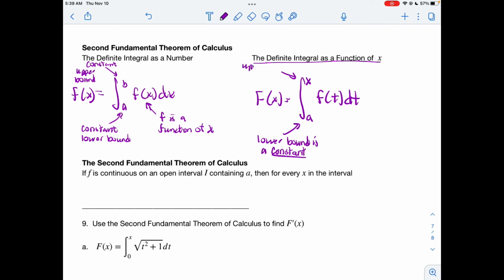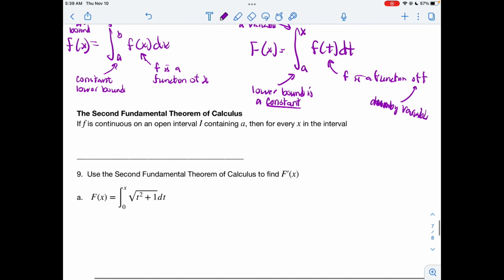And the upper bound must be a variable, and it must be a singular variable. x, y, z. Cannot be x squared. Cannot be 3 times x. It has to just be a variable. And then inside here is the function. f is a function of t, the dummy variable. And you can randomly choose that variable. It's just tradition to choose t if t is not already used.